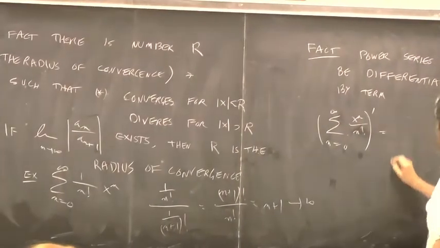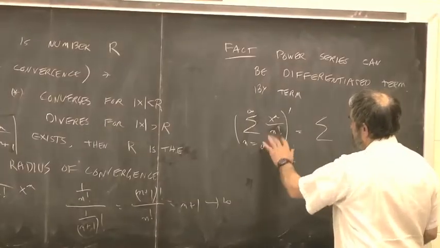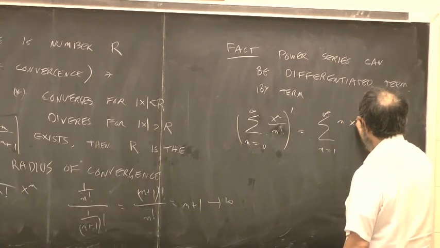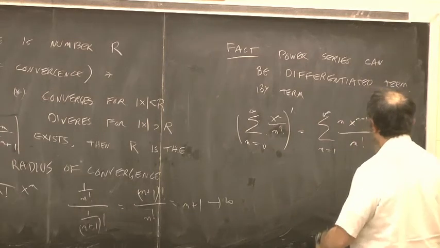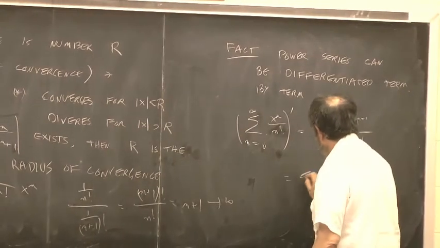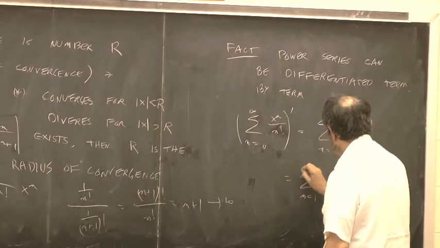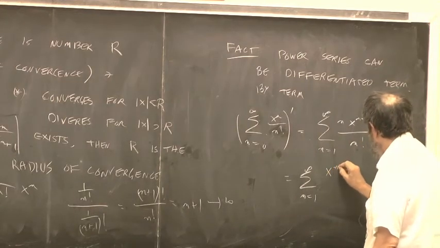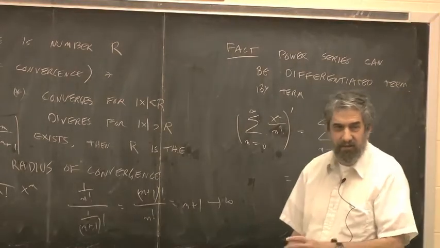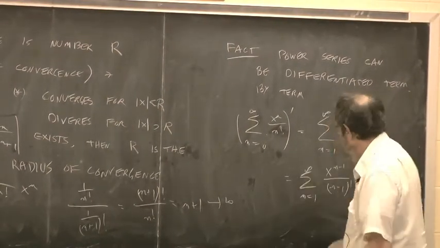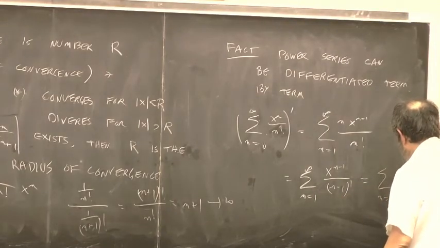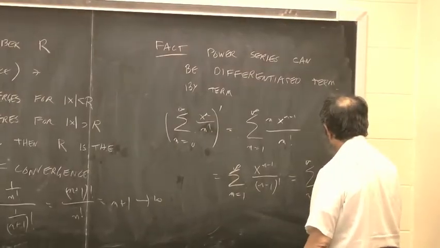And if we differentiate it term by term, the constant term goes away. This is the sum from n equals 1 to infinity of n x to the n minus 1 over n factorial. But you can cancel the n with the n in the n factorial. And this is the same as the series n equals 1 to infinity of x to the n minus 1 over n minus 1 factorial. And you can just do a change of variables, right? And so this, in fact, is the same as the sum from n equals 0 to infinity of x to the n over n factorial.